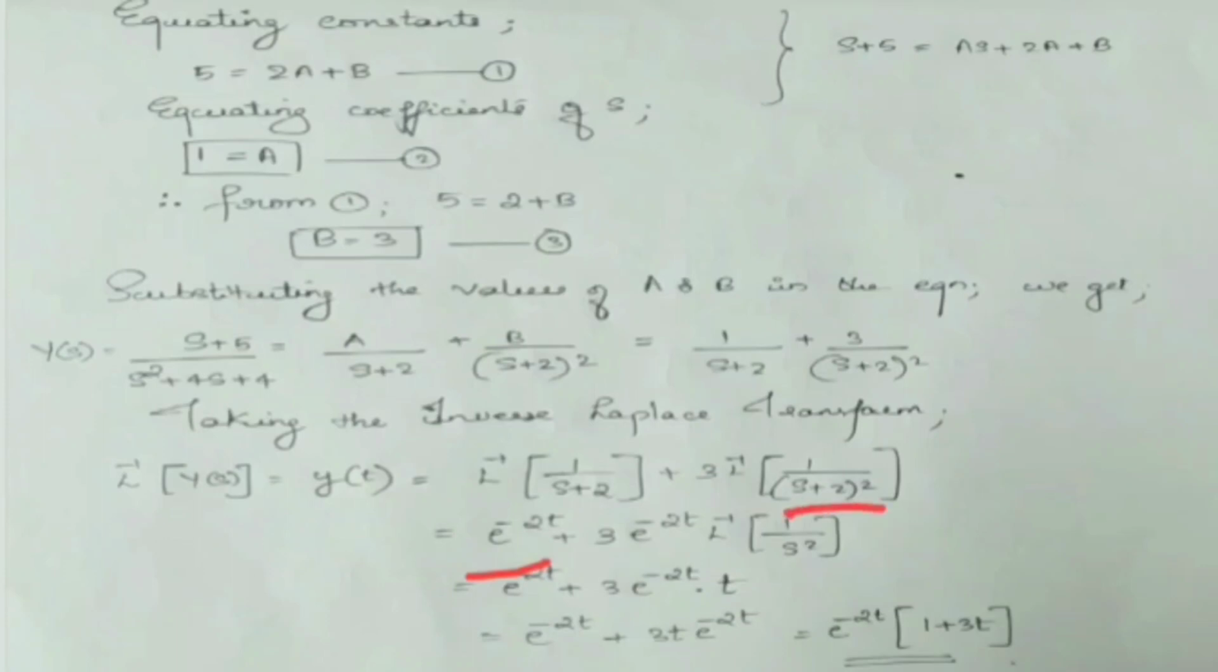See here in the denominator we have s plus 2 in the place of s. So this s plus 2 is due to e raised to minus 2t. So when we take this e raised to minus 2t outside, we'll have only 1 by s square. Therefore, e raised to minus 2t plus 3 e raised to minus 2t into Laplace inverse of 1 by s square. Laplace inverse of 1 by s square is t. Therefore, the final answer is e raised to minus 2t plus 3t e raised to minus 2t, which is equal to e raised to minus 2t into (1 plus 3t).